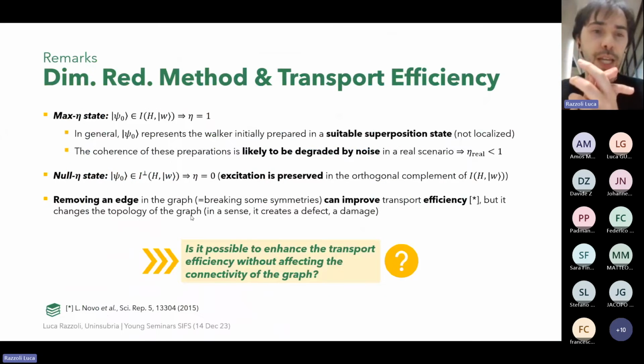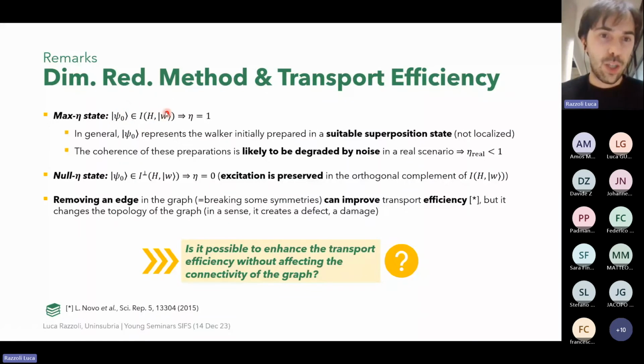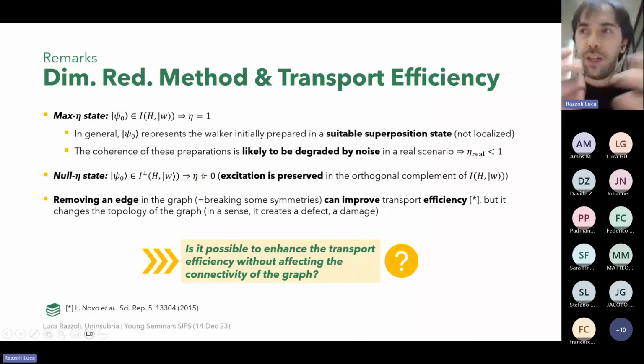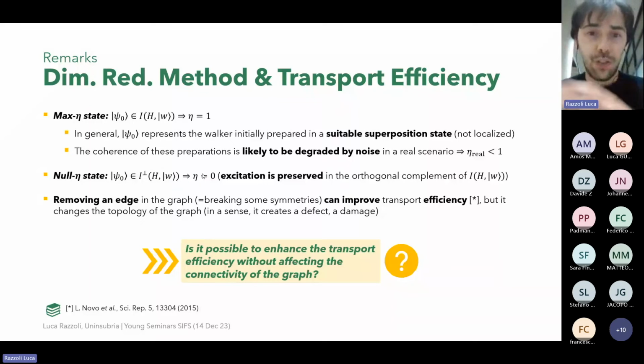A few remarks. Once we have the invariant subspace that we need to compute the transport efficiency, then we know that any state which belongs to this subspace will provide the maximum transport efficiency. However, on the other hand, if we consider a state which belongs to the orthogonal complement of this subspace, then it provides null transport efficiency. And this might be of interest when maybe in your network you have a defect which causes loss processes and you're interested in preserving your excitation in the graph, in the network.